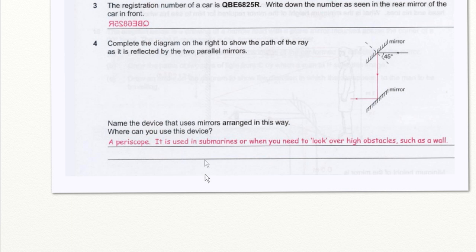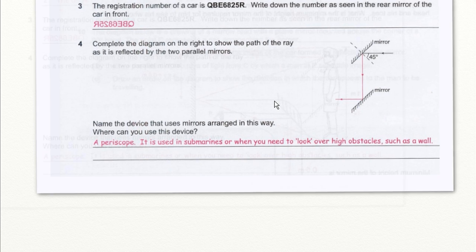For question number 4, the question says: complete the diagram on the right to show the path of the ray as it is reflected by the two parallel mirrors. Name the device that uses mirrors arranged in this way. Where can you use this device? Okay, so I will answer this first. This is actually a periscope and is used in submarines when you need to look over high obstacles such as a wall. And this is usually used in the army, whereby they want to peep at the enemy locations.